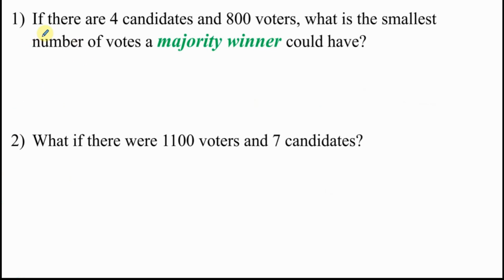Okay, so a couple of questions for you about majority winner. If there are four candidates and 800 votes, what's the smallest number of votes a majority winner could have? Now, notice I'm saying smallest. Obviously, if you win 700 votes, you have the majority. 600 votes is the majority. But what's the smallest number of votes you could have for a majority? Well, just figure out what half is, because you need more than half.